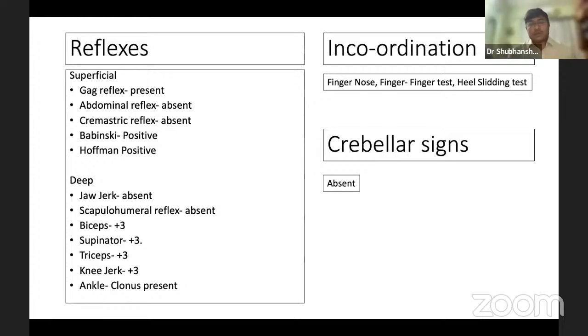Clonus is continuous repetitive movement caused due to sudden stimuli. Sudden passive stretch. Yeah.